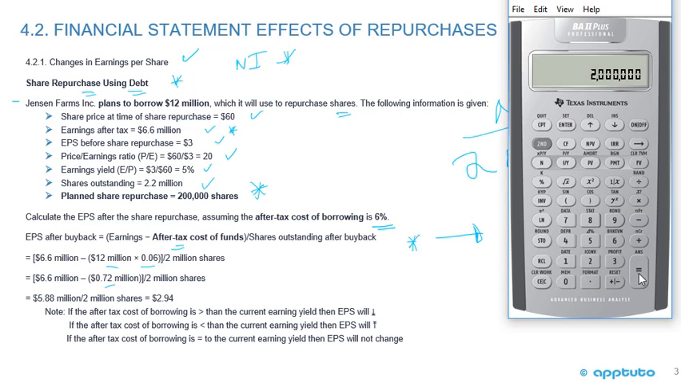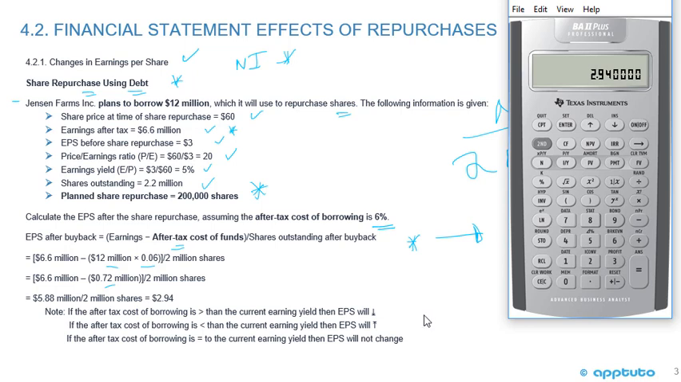All right. So now we're just going to divide by our 2 million shares, and our new earnings per share is going to be $2.94. Okay. So you can see our earnings per share before the share purchase was 3. Now our earnings per share after the share repurchase is $2.94. So note, I made a note here that's very important. If the after-tax cost of borrowing is greater than the current earnings yield, so this was important. We had an earnings yield of 5% that we calculated, but our after-tax cost of borrowing is 6%.